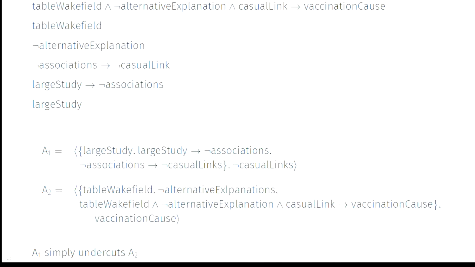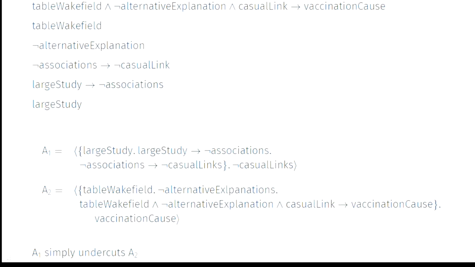And then the second paper said, well, if we can prove that there is no association between these two situations, then we can disprove that it was a causal link. We got that there is no association with a larger study, and we got a large study.